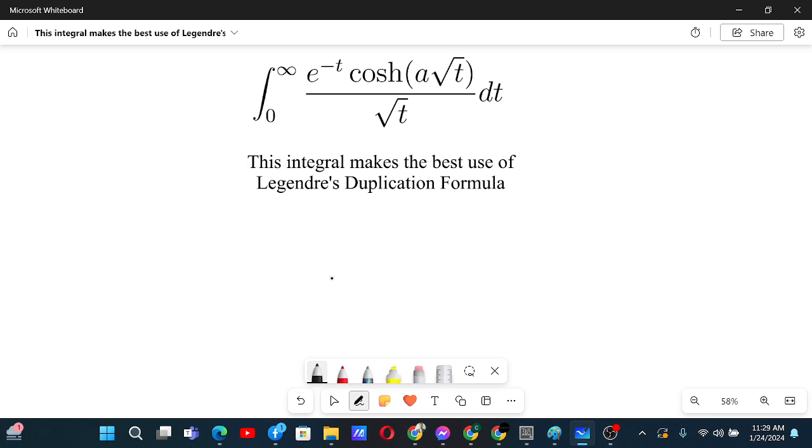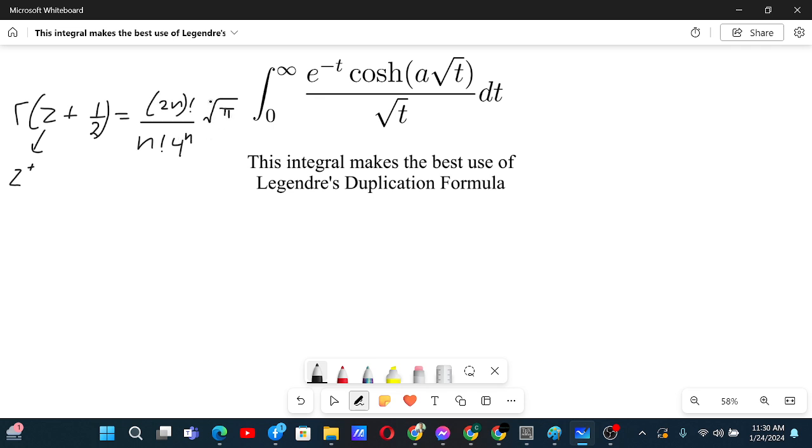This integral makes the best use of Legendre's duplication formula. But before we begin with this integral, it's necessary to know what Legendre's duplication formula is. So basically, if we have gamma of n plus 1 by 2, with a half over here, and this n is a positive integer, in that case this will be equal to (2n)! by n! times 4 to the power n, times root pi.